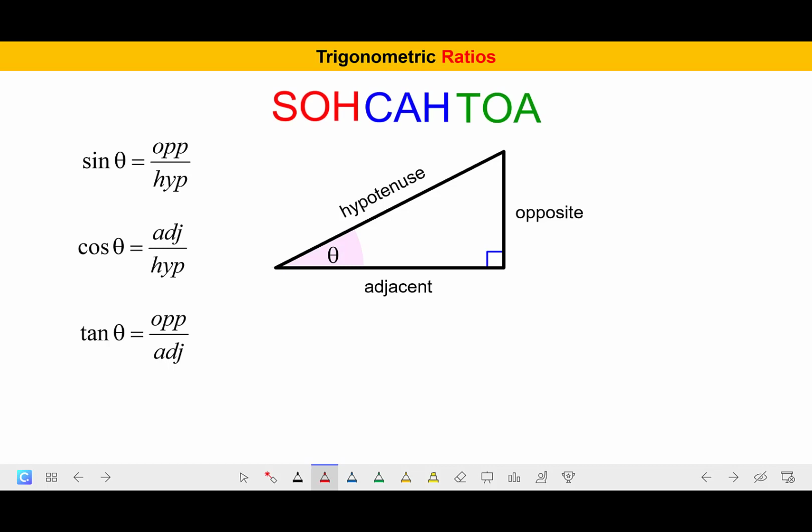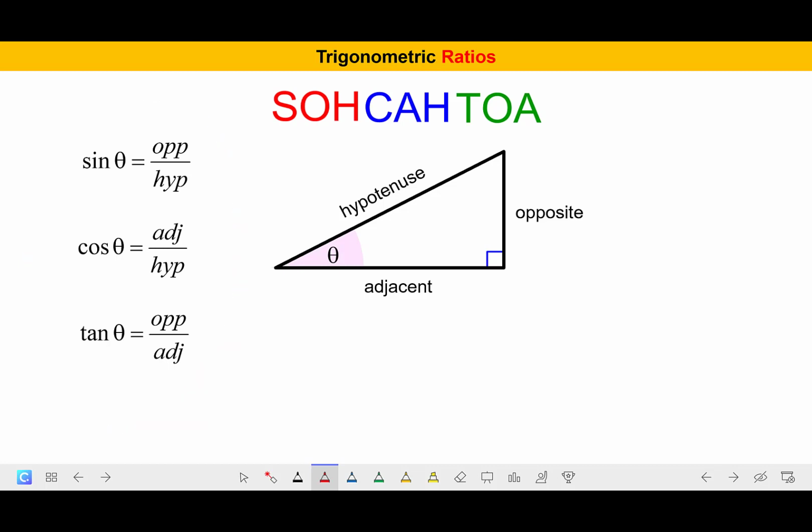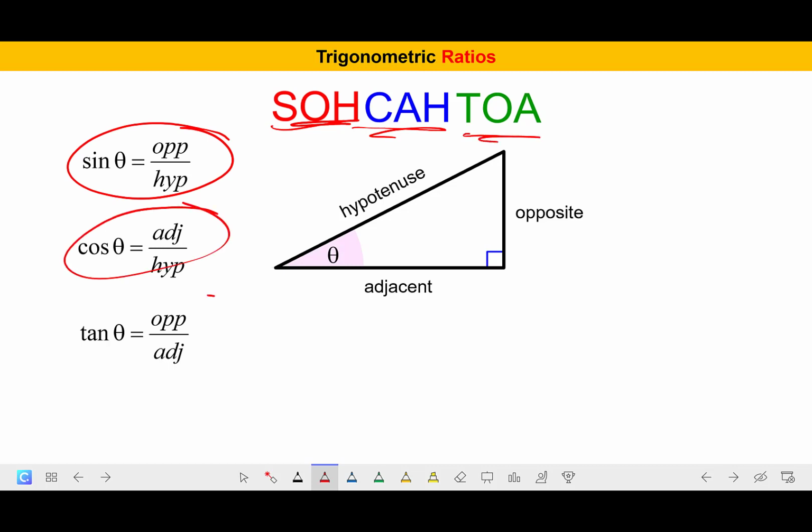You will see this a lot, and this is just a way to remember these ratios. Virtually everyone has learned this. It's easy to go on YouTube and you can see this everywhere. It's called SOHCAHTOA, and it's very common. It's an acronym to help you with this. SOHCAHTOA stands for this: SOH is our sine, CAH is our cosine, and TOA is our tangent.